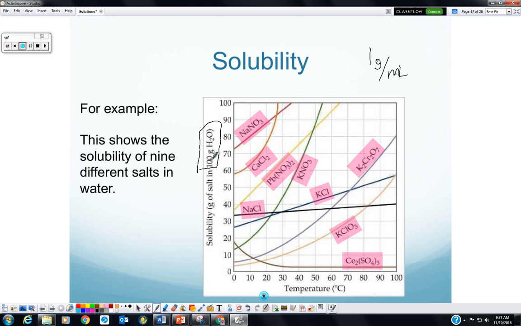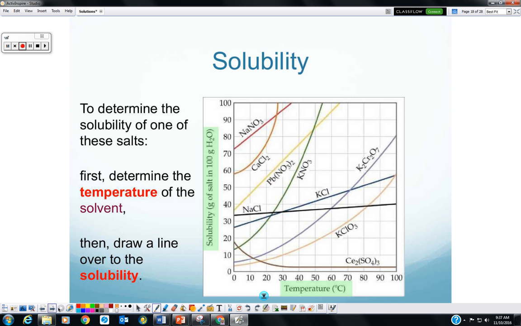All right, so let's look forward at this, and this should be the same graph that you have, or a very similar graph. So let's look at this one on the screen. To determine the solubility of one of these salts, we need to first determine the temperature of the solvent. So at what temperature is the water at any given point, and then draw a line over to the solubility.